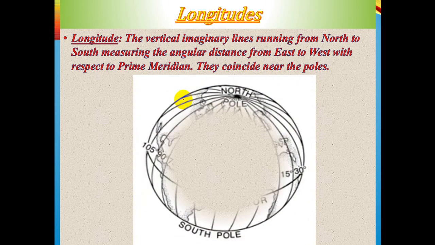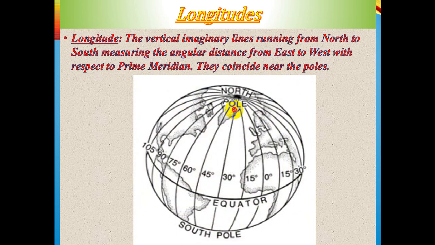Longitude: the vertical imaginary lines running from north to south, measuring the angular distance from east to west. They measure the angular distance from east to west with respect to what? With respect to the prime meridian, the 0 degree that you can see over here. Another thing you can see is that they coincide near the poles. So these are vertical lines running from north to south and measuring the angular distance from east to west with respect to the prime meridian and coinciding near the poles.